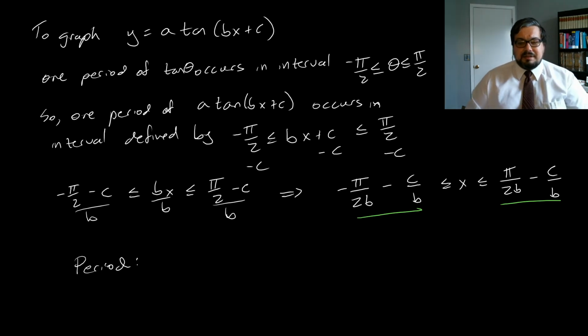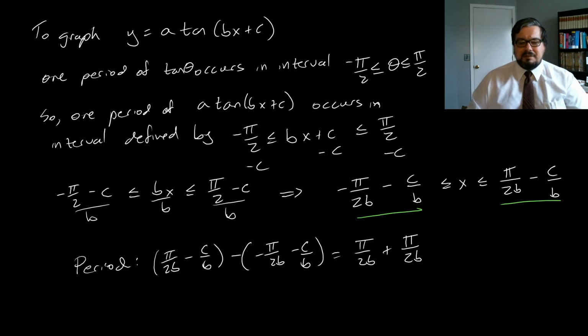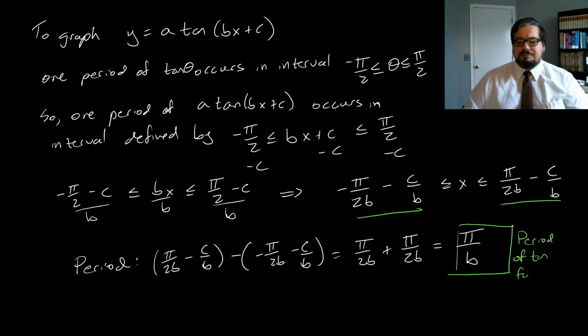And so if we take their difference, we get pi over 2b minus c over b minus negative pi over 2b minus c over b. We are going to get pi over 2b plus pi over 2b, because the c over b expressions are going to cancel. And that's going to give us 2 pi over 2b, which is just pi over b. So this is the period of our tangent function.